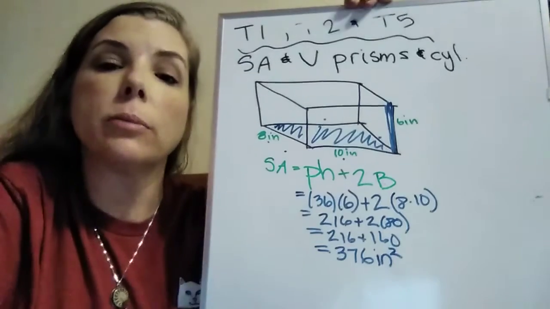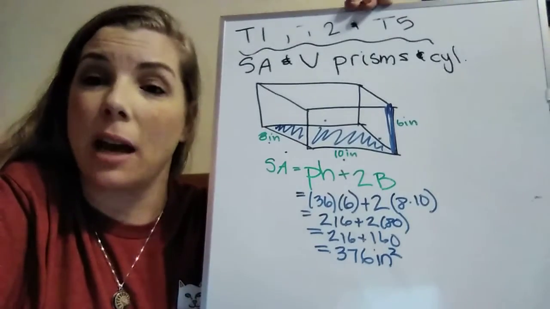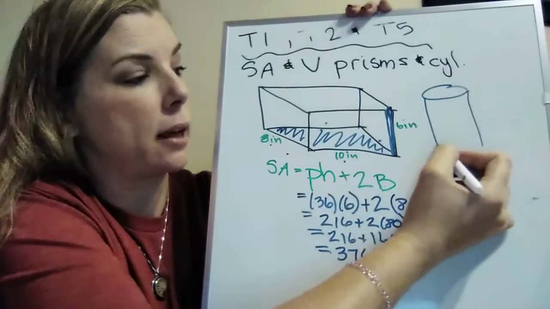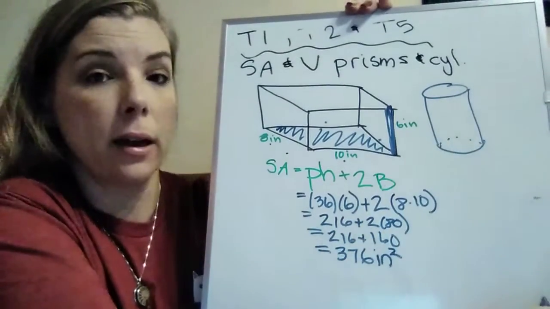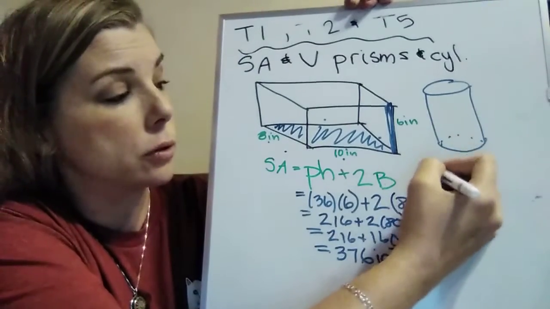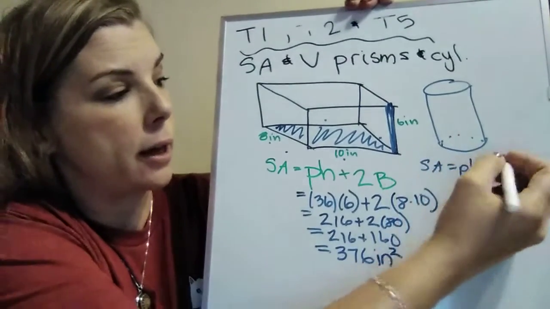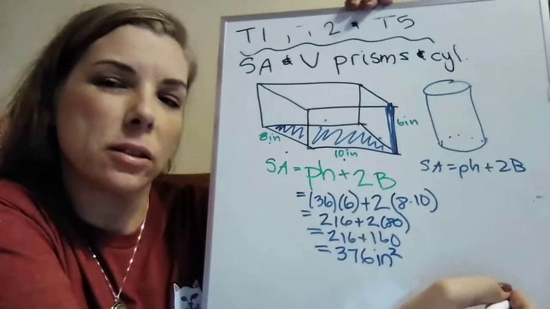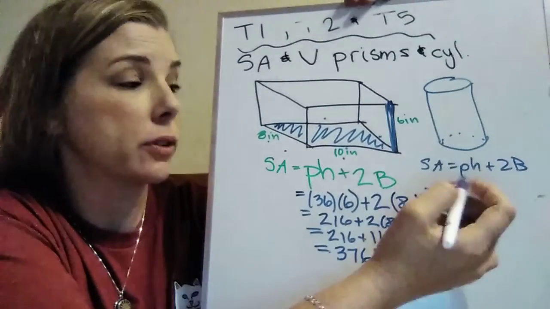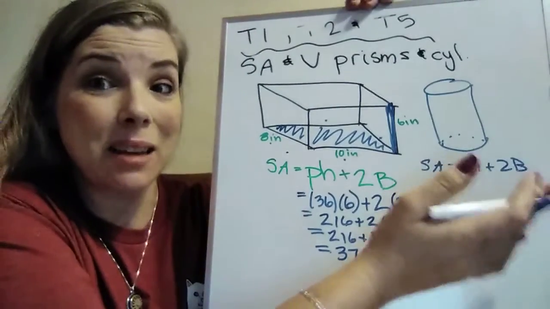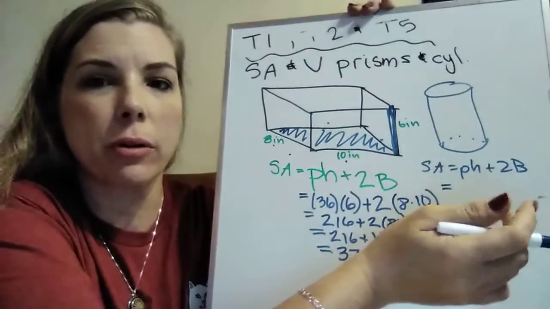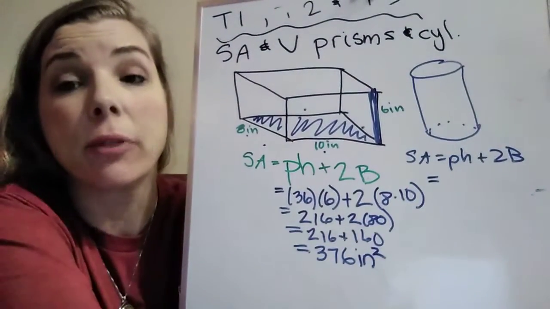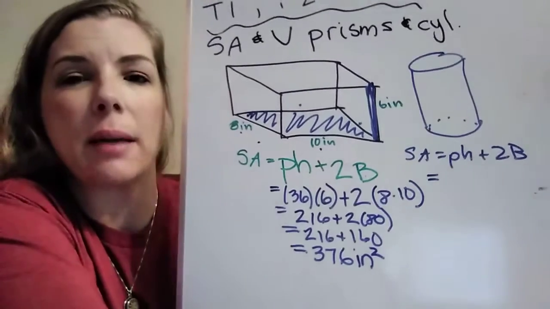Okay, now a cylinder would be the same type of thing. So a cylinder would look like a Pringles can. Okay, we would use the same formula. So surface area equals perimeter times height plus 2 times area of your base. Okay, but it gets a little tricky because we have circles involved. So it's exactly the same thing, but instead of perimeter, there's no such thing as perimeter of a circle. Okay? It is circumference. But it's still the same concept.